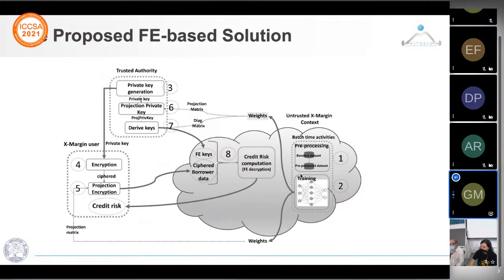So the idea is that we have the client generate the keys and encrypt the data with the functional encryption keys. He then provides these functional encryption keys, which are the keys for doing the computation. And we perform the computation in the untrusted environment of Xmargin, using the functional encryption mechanism.